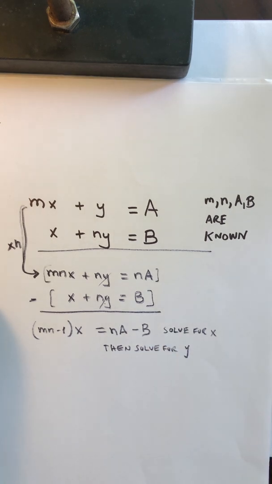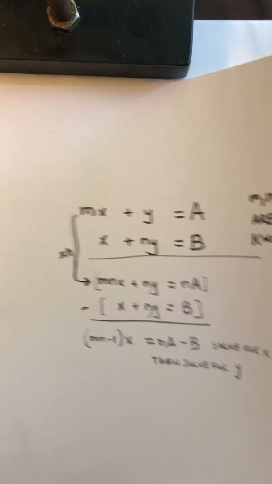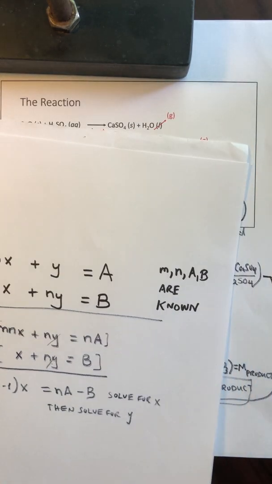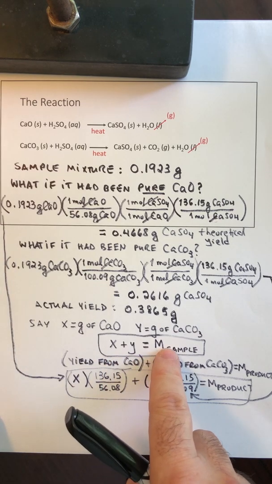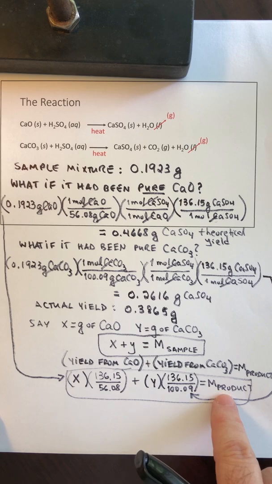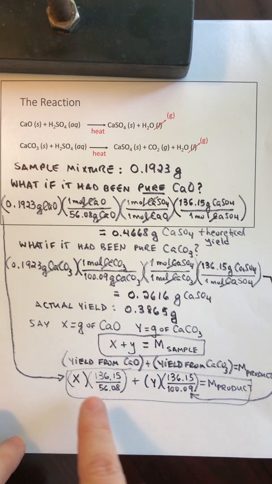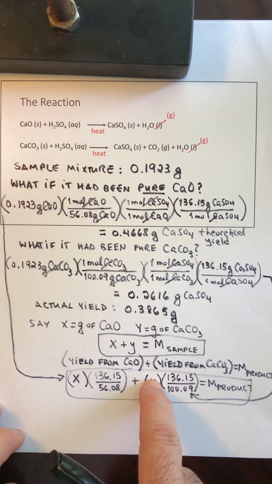So essentially what we did in our approach is we built a couple of equations, right? One is in terms of the initial mass, one is in terms of the mass of product, and we're going to use those to solve for x and then for y.